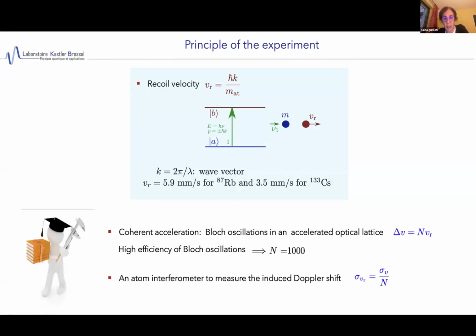The principle of the experiment is very simple. We transfer to the atom about 1000 recoil velocities using the Bloch oscillation technique in an optical lattice. And we measure the Doppler shift induced by this change of velocity using atom interferometry. The uncertainty on the recoil velocity measurement is given by the sensitivity, or the uncertainty, of our atom interferometer divided by the number of recoils transferred to the atoms.